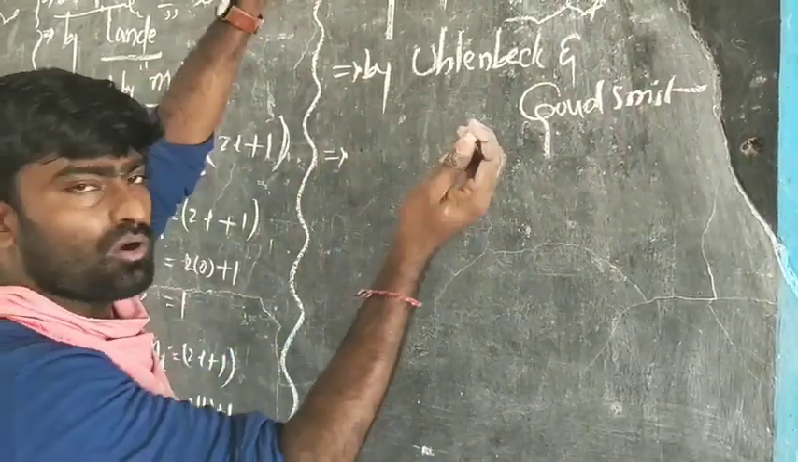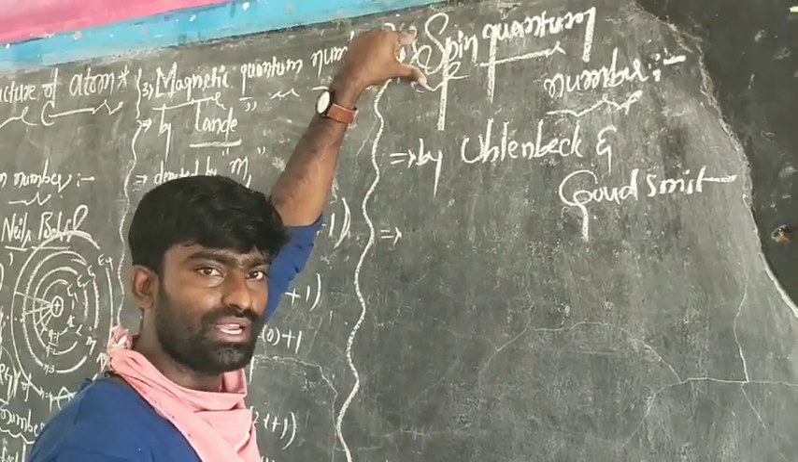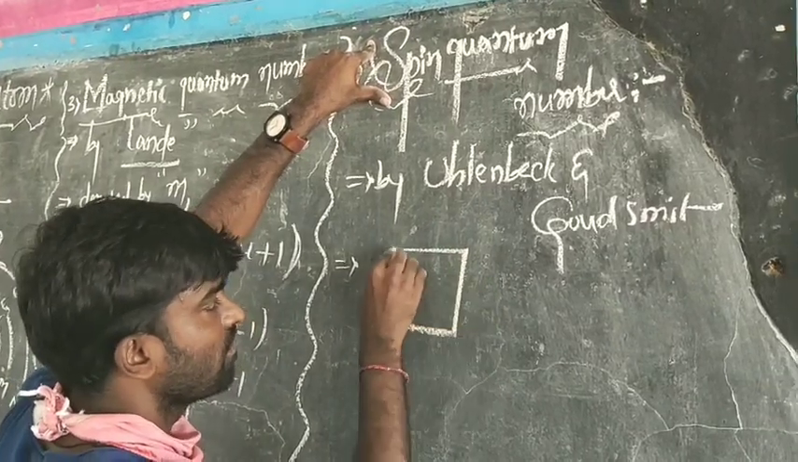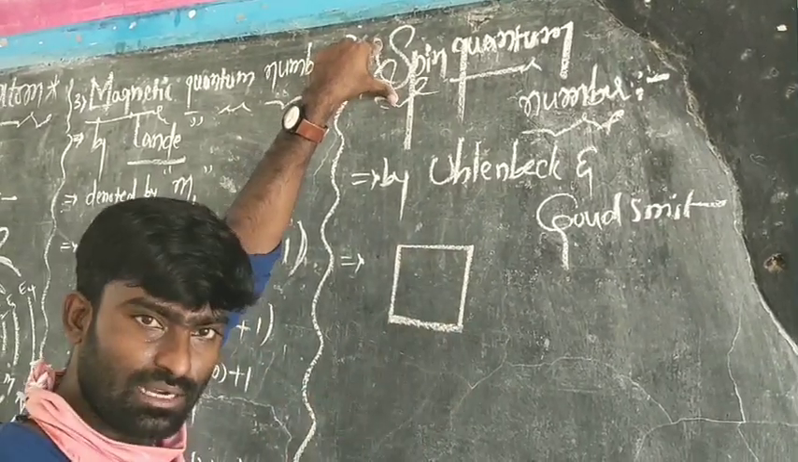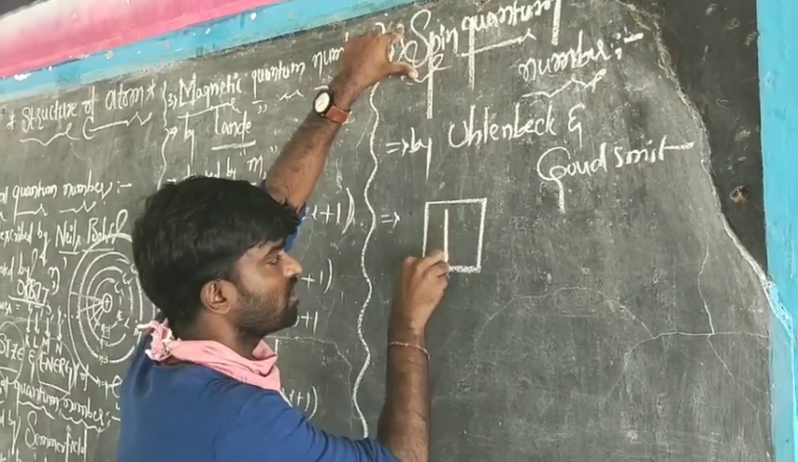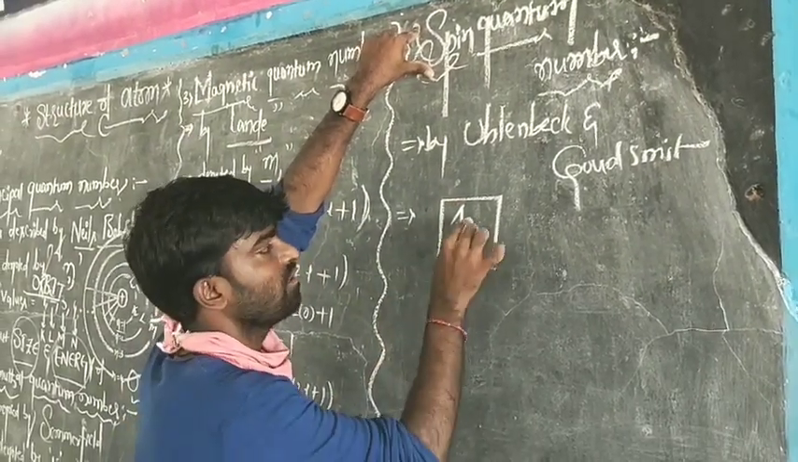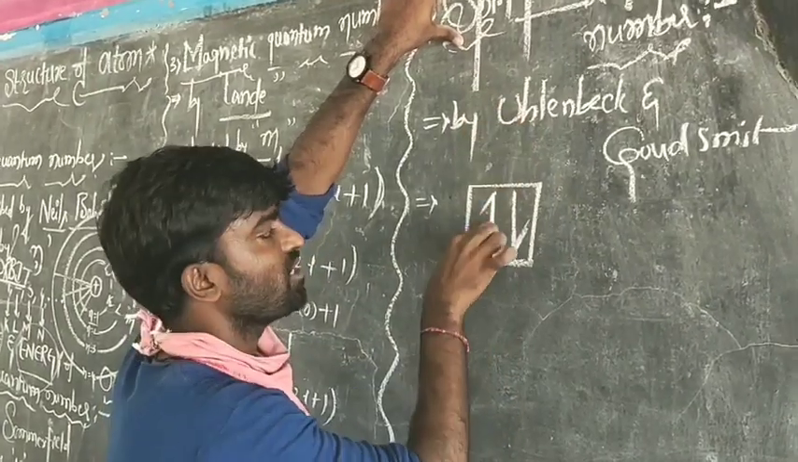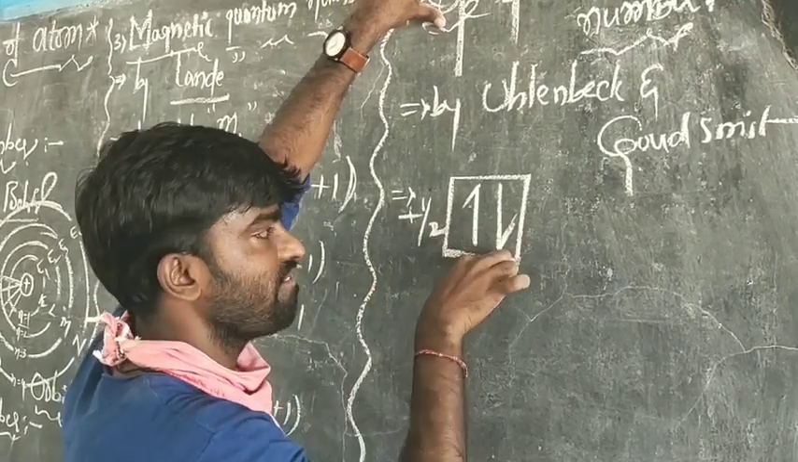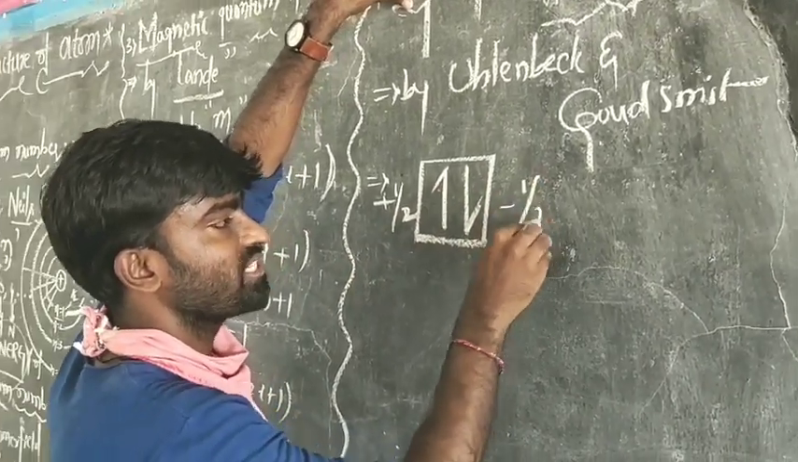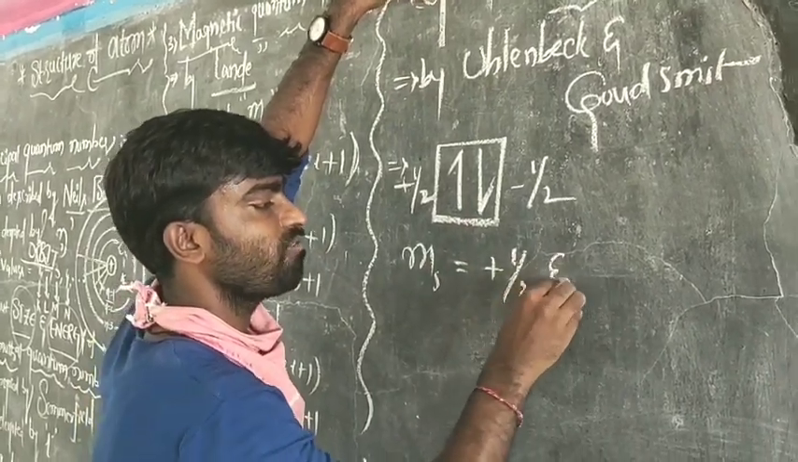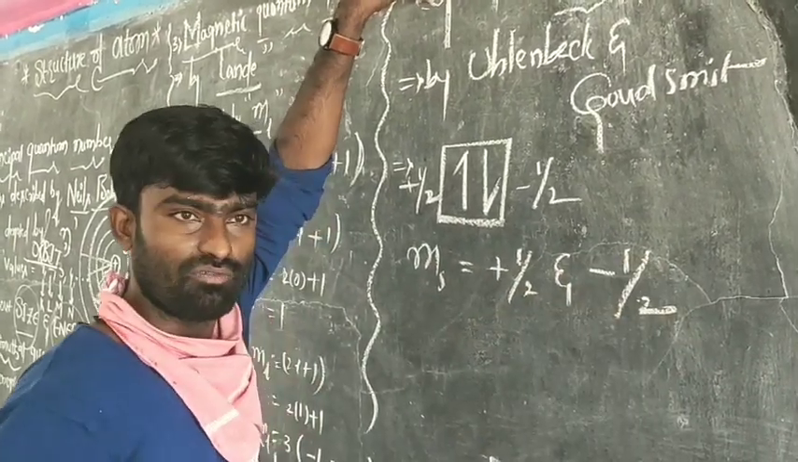And this one explains about the spin of electron, which means in a particular orbital, any given orbital will be accommodated by only 2 electrons, among which the first electron's spin is plus half, while the value of the second electron is minus half, which means that ms values are plus half and minus half.